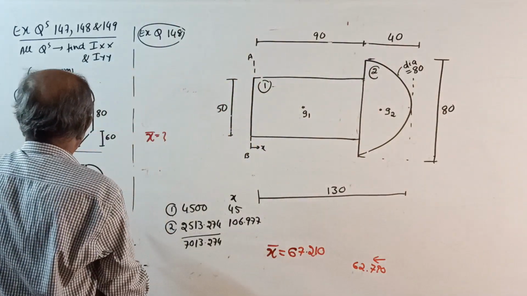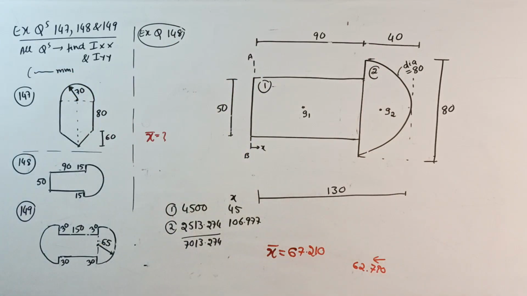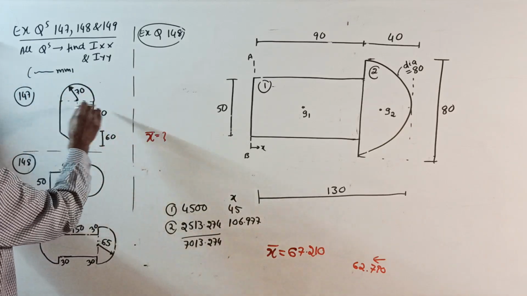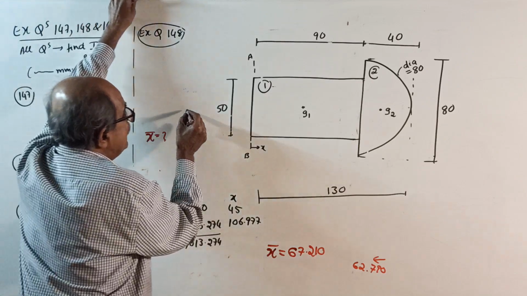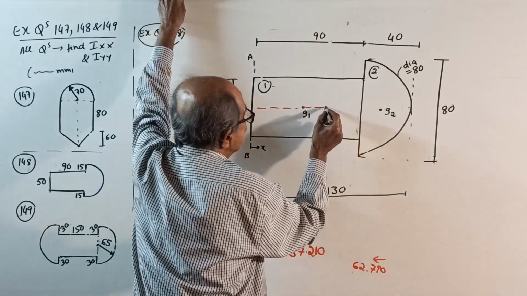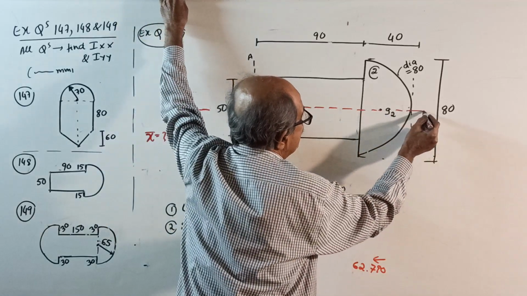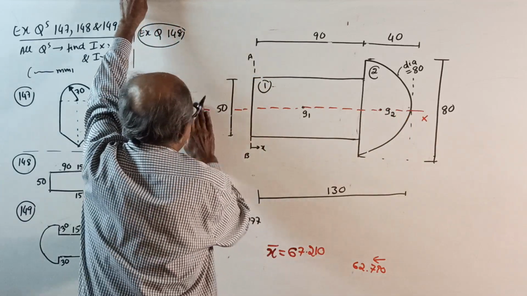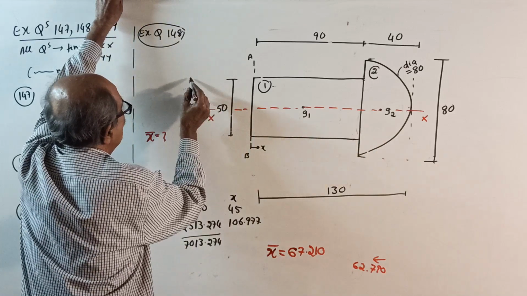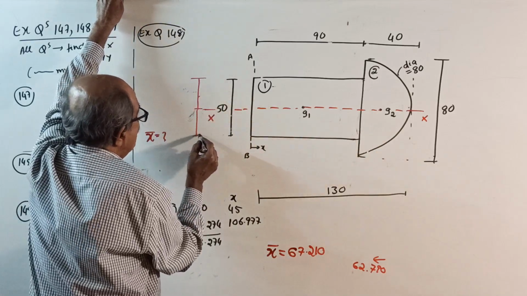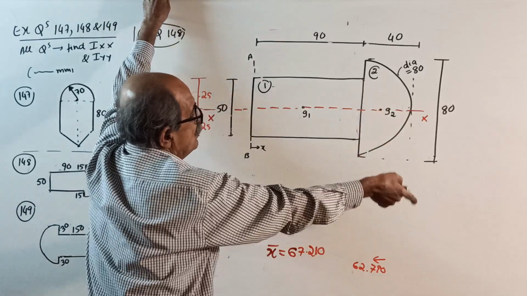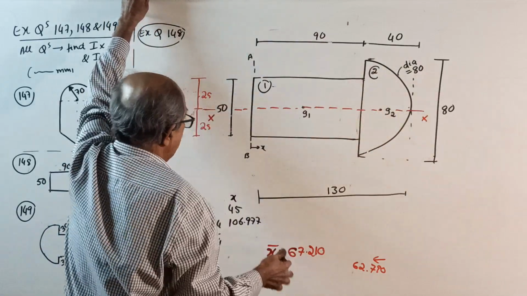Now, see, last question was symmetrical about YY, XX you located. This time, symmetrical about XX. See, no need of locating XX by calculation. So, directly mark here. This is XX. Okay. Directly XX, where it passes through the centroids. If you want, you can write here, each of them will be 25, 25. There if you want 40, 40. Okay. But YY you have to locate.